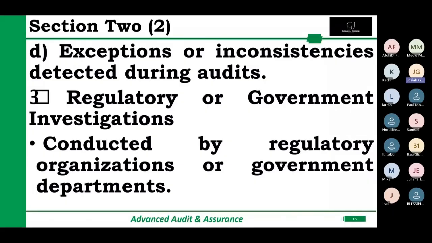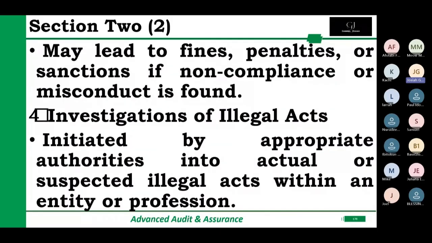We also have regulatory or government investigations mentioned in the IAASB handbook, which are conducted by regulatory organizations like FRCN or government departments, EFCC, ICPC. If found wanting, this may lead to fines, penalties, or sanctions if non-compliance or misconduct is found. Also, you have investigations of illegal acts, which are initiated by appropriate authorities into actual or suspected illegal acts within an entity or profession.